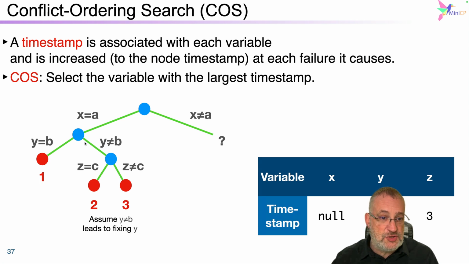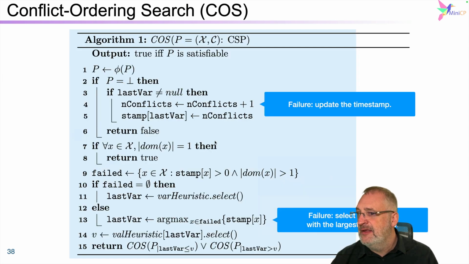Now when we backtrack, we go back up, we prohibit value a, and the question is, which variable should we branch on at this node? We consult the table and we pick the most recent conflict, which of course would be z that has a timestamp 3, so we would be branching on z, bypassing any decision on y in this case. That's the core idea in this specific one.